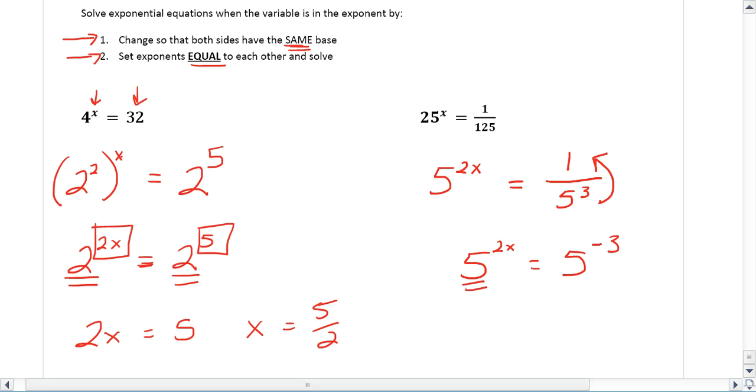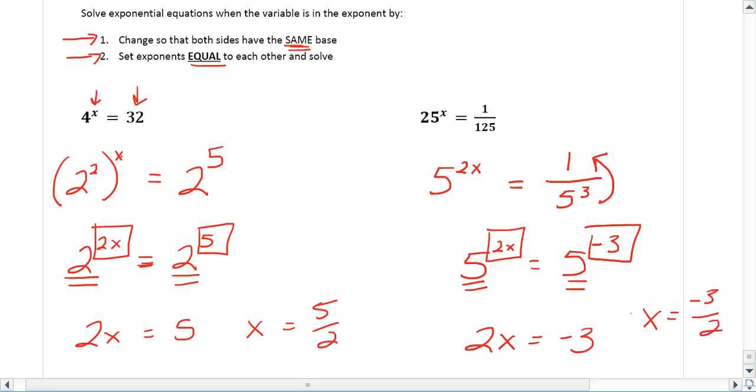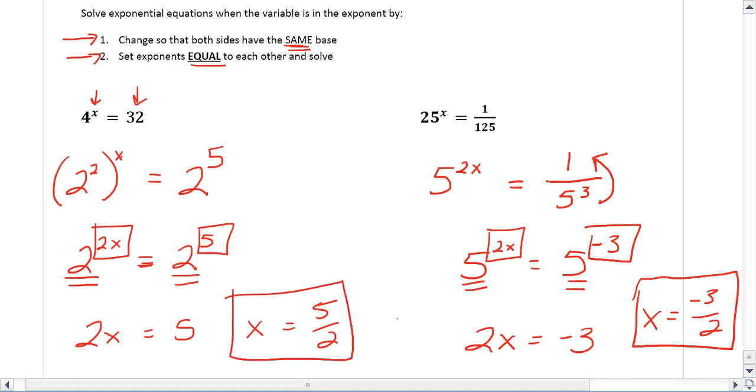So just think about that for a minute. If you flip a negative exponent down to make it positive, the vice versa of that is also true. So now once again, if the bases are the same, their exponents are equal. So we can pull these out. 2x is equal to negative 3, so x is equal to a negative 3/2. And that's how we solve, for right now anyway, when the x is tucked up in the exponent.